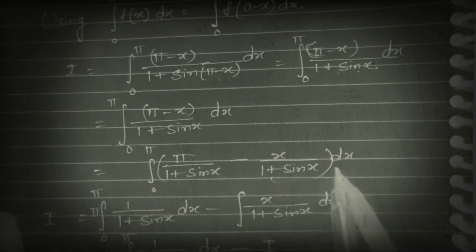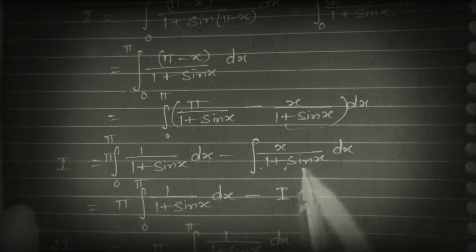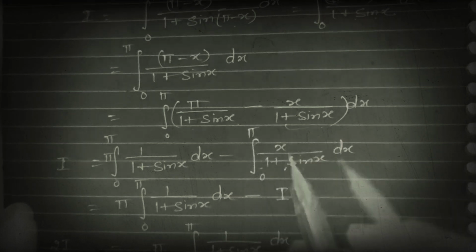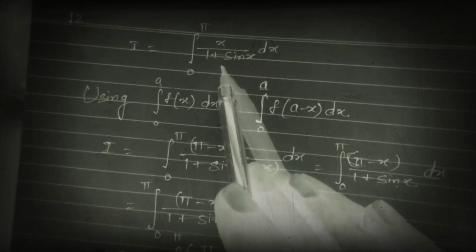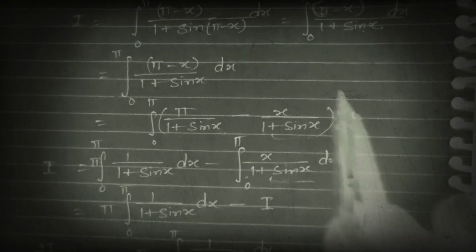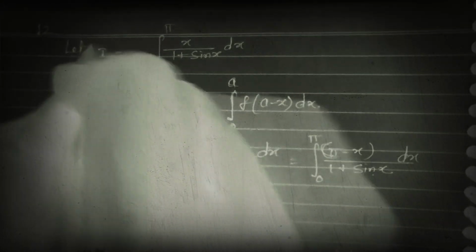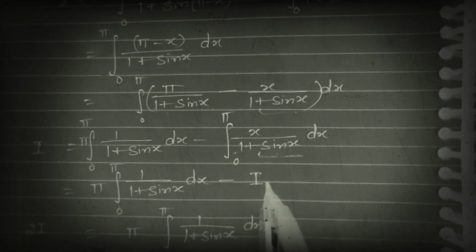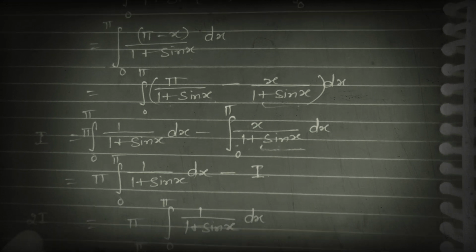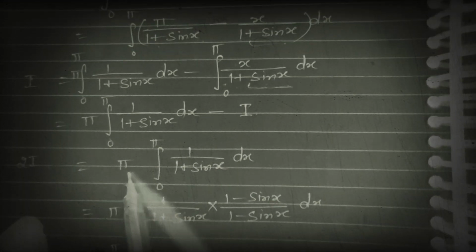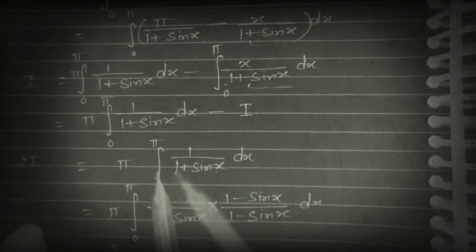Now look at this part. This is the integration of x upon 1 plus sin x, limit 0 to pi. This is the same as the question. We can write this as I, because we have taken this as I. Let this be equal to I. So this we can take as I. So I will go to the left-hand side. It will be plus, so I plus I is 2I. What is left here? Pi into 1 upon 1 plus sin x, limit 0 to pi.